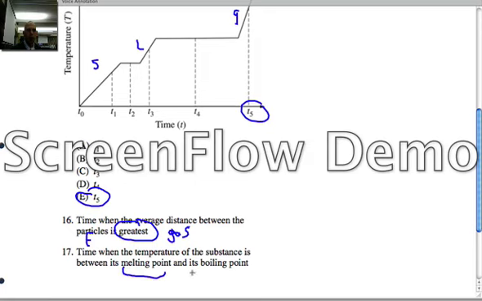A time when the temperature is between the melting point and the boiling point. So the melting point is the first plateau, and the boiling point is the second plateau. So here is the time in between, T3, C.